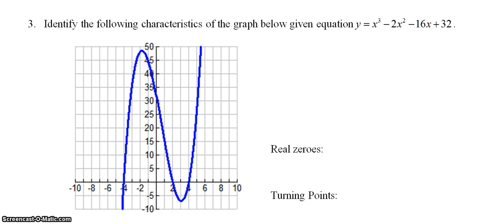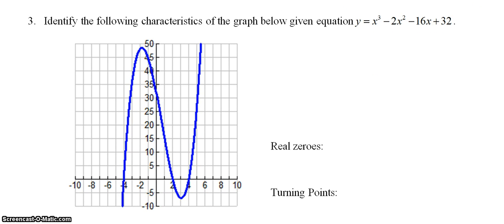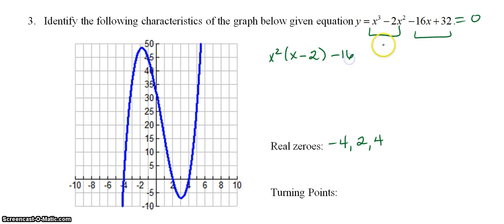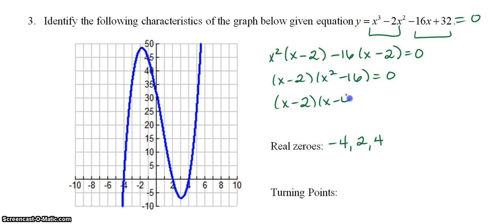Situation 3. Here's a cubic. Real zeros we can see are -4, 2, and 4. And let's set this equation equal to 0 and see if we can understand why. So I see 4 terms, so that makes me think of factoring by grouping. So I'm going to factor out an x squared. I'm going to factor out a -16. And then I see that I have a quadratic, which can be factored again.